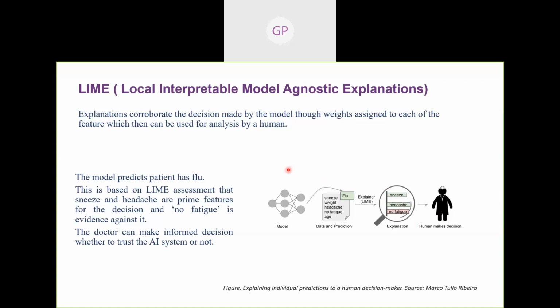There's one more tool which is called SHAP. I haven't put it here, but that can also be used for bringing explainability to machine learning models.